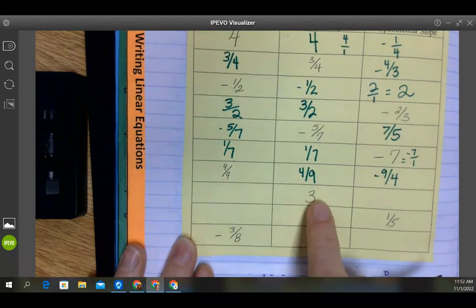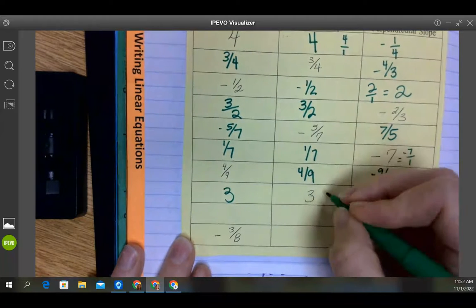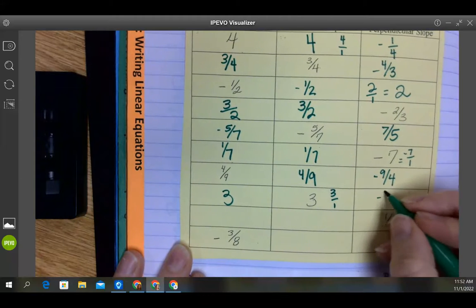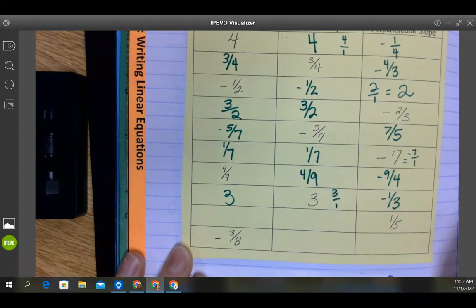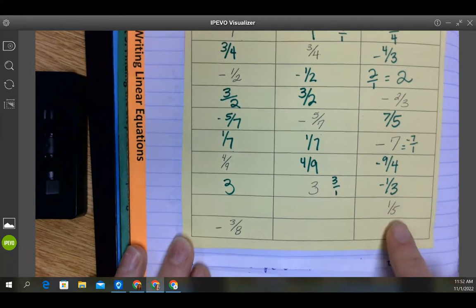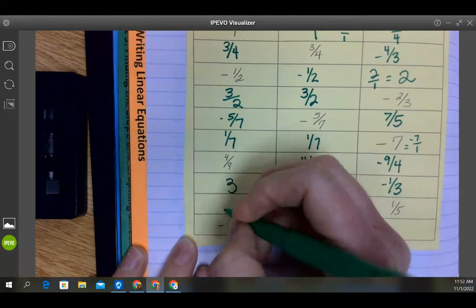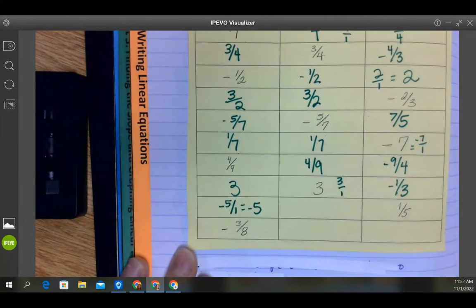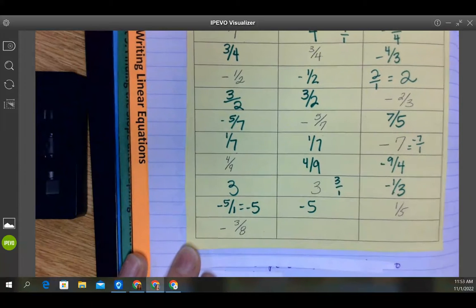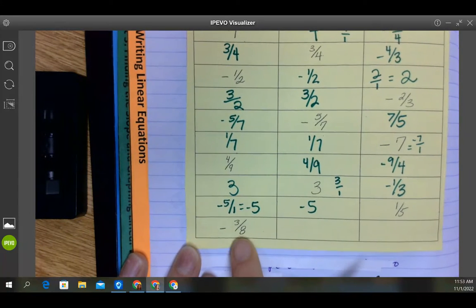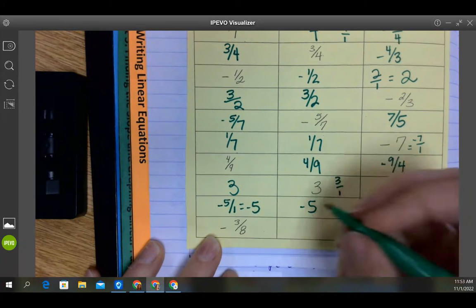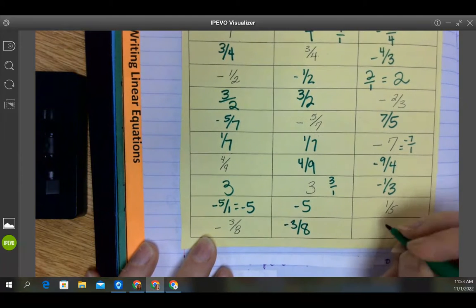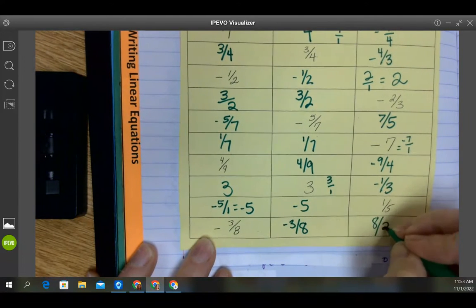3 is a parallel. The original would be the same. That's like saying 3 over 1. So my perpendicular would be a flip change, negative 1 over 3. 1/5, so to get to my original, a flip change, so it'd be negative 5 over 1, or just negative 5. Parallel would be the same, negative 5. My original is negative 3/8, so my parallel would be negative 3/8. My perpendicular would be a flip change, so 8 over 3, and it would be positive.